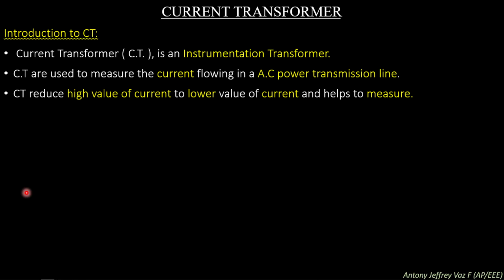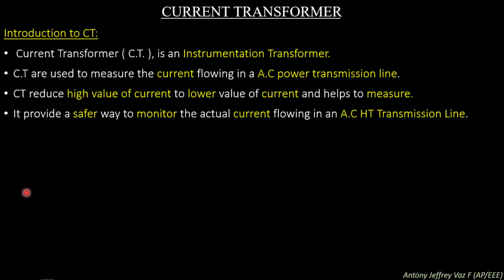Current transformers reduce high value of current to low value of current and help to measure the actual value of current which is present in the line or high transmission AC line. It provides a safer way to monitor the actual current flowing in AC HT transmission lines.